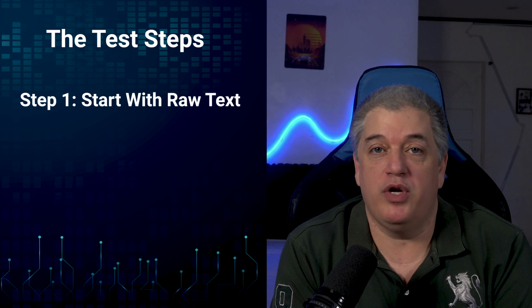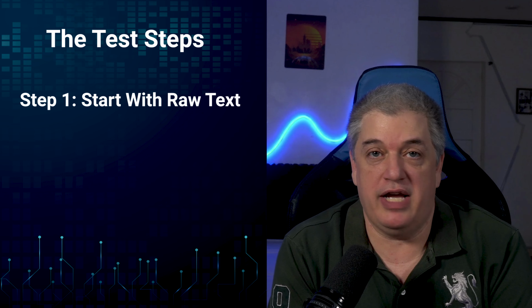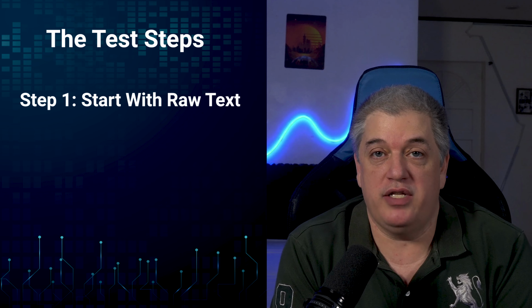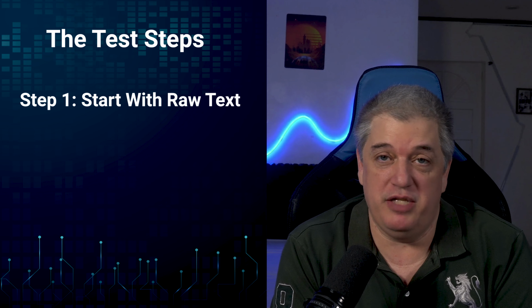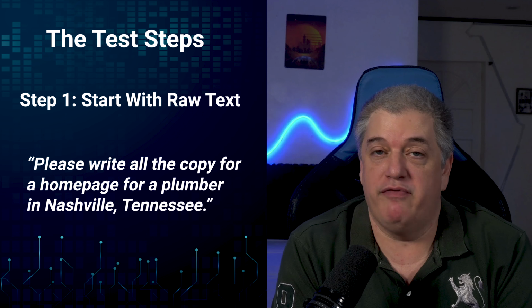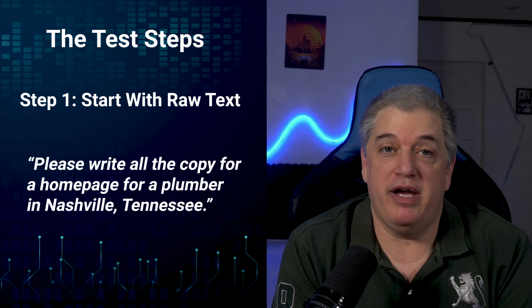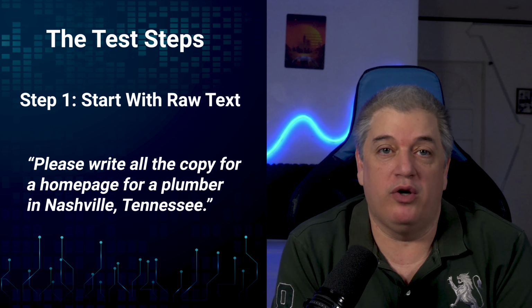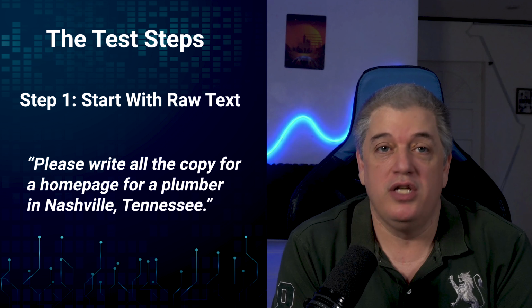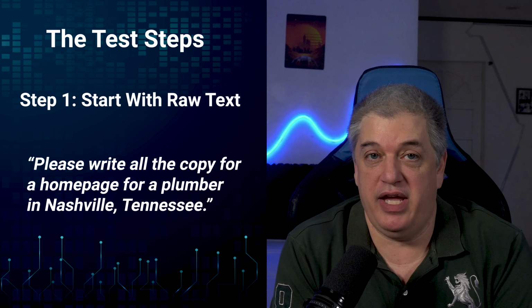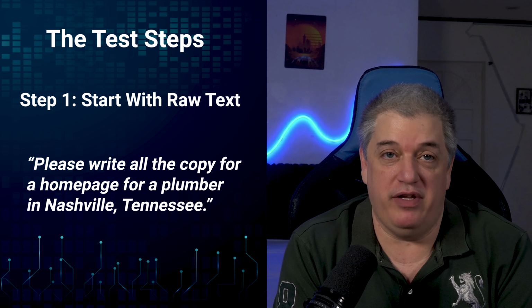For this project, I'm going to make a website for a local plumber in Nashville, Tennessee. I created the homepage text with a really simple prompt in ChatGPT. Please write all the copy for a homepage for a plumber in Nashville, Tennessee. That's it. I don't want to put my thumb on the scale by hiring a killer copywriter or letting the text carry the page. Just one sentence to get the text for the page, and then the page builder is going to do everything else.